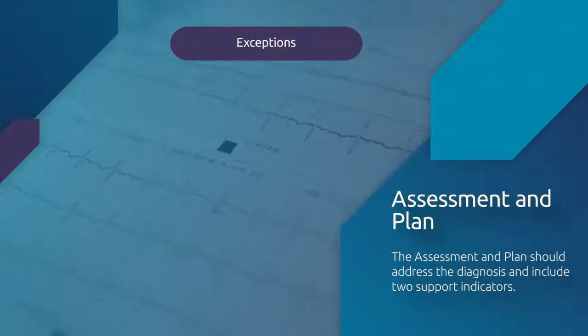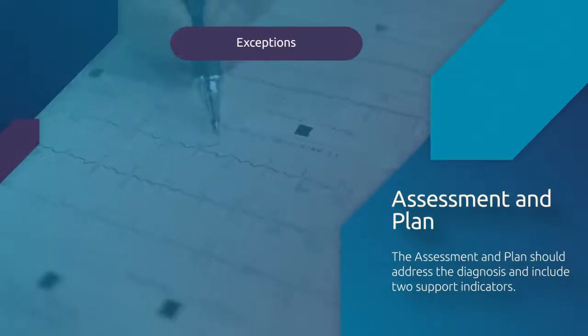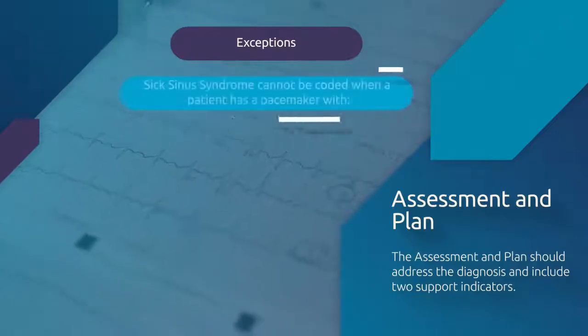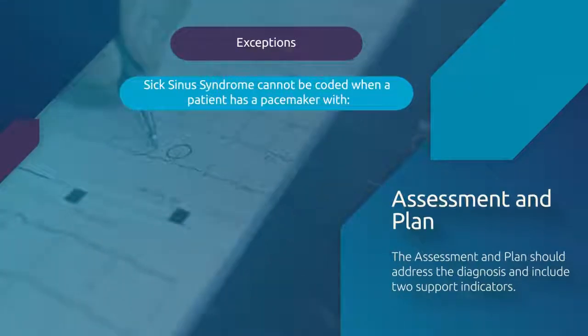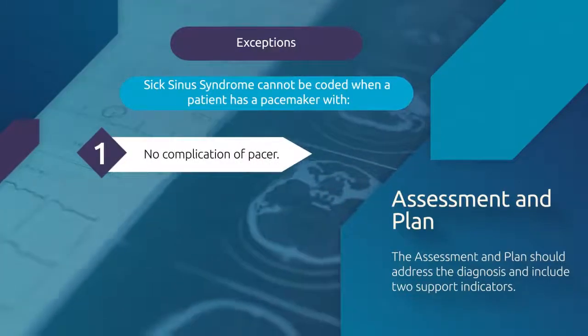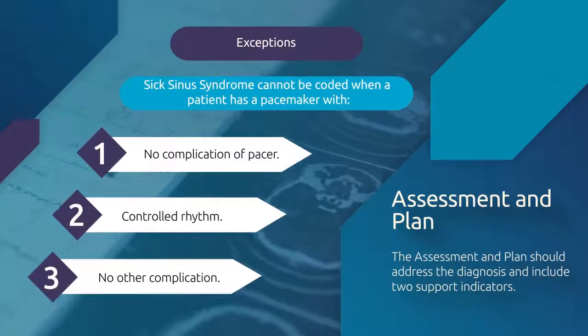Exceptions. However, there are a few exceptions which are to be kept in mind while writing the progress note. Sick sinus syndrome cannot be coded when a patient has a pacemaker with no complication of pacer. Controlled rhythm. No other complication.